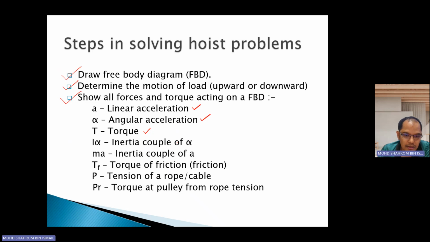We need to know the initial couple of alpha, and then the initial couple of acceleration, and then we need to know the torque friction. The value of the torque friction is supposed to equal the real torque. And then we need to know the tension of the rope or cable, and then the torque at the pulley from the rope tension.